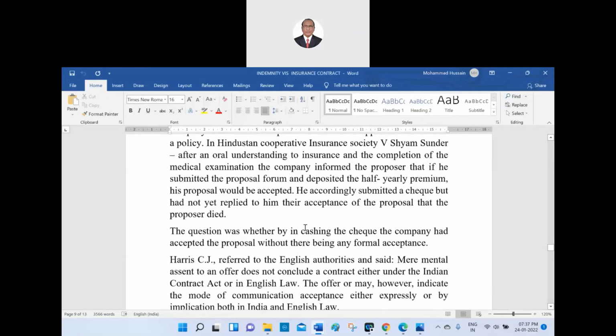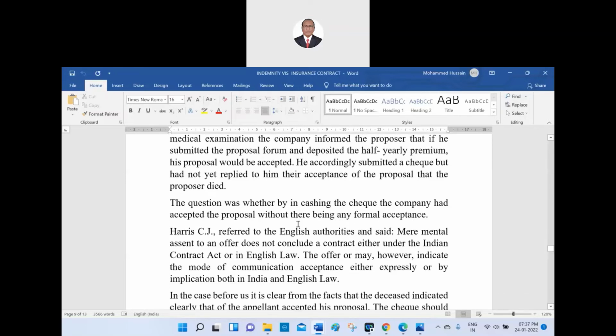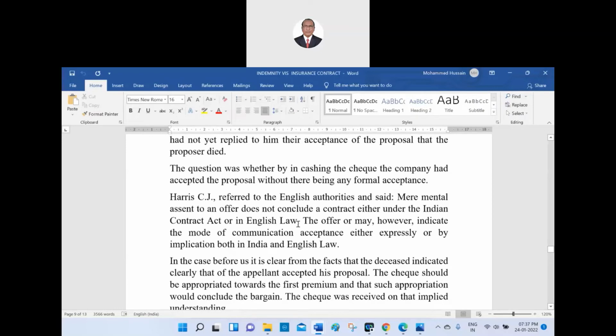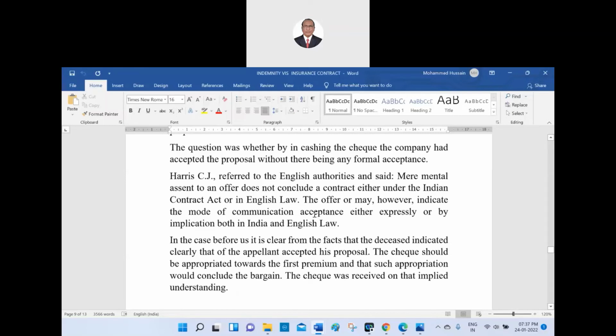died. Till the acceptance is made by the insurer, and meanwhile the proposer died, meaning the insured died, then what will be the validity of the insurance contract? The question was whether by cashing the cheque, the company had accepted the proposal without there being a formal acceptance. So unless the cheque is encashed, you will not be able to show acceptance. Am I right?